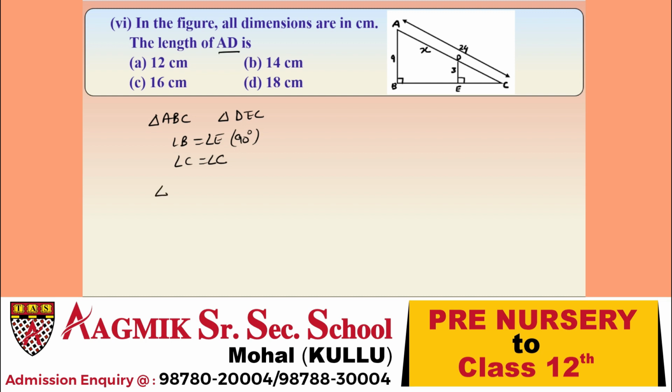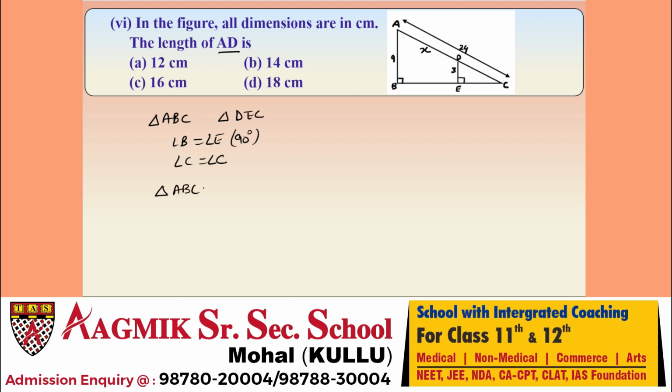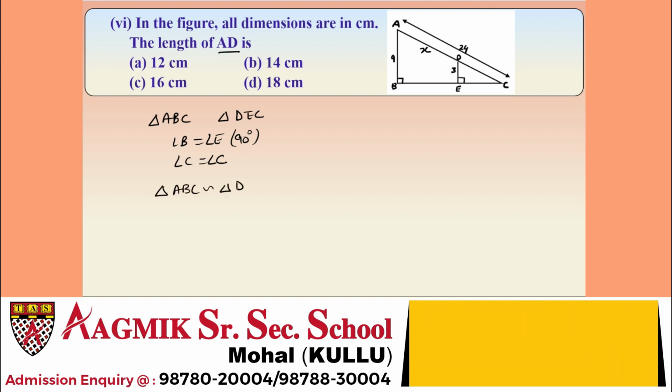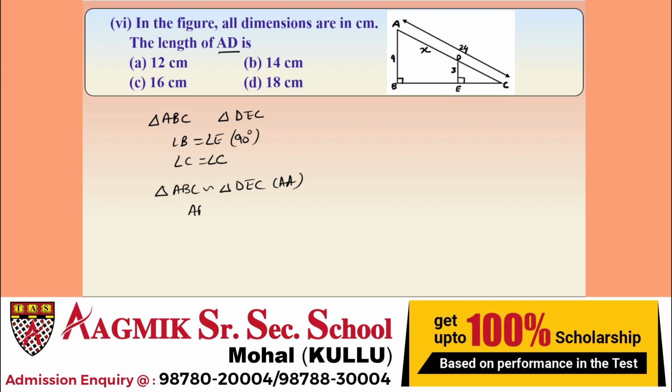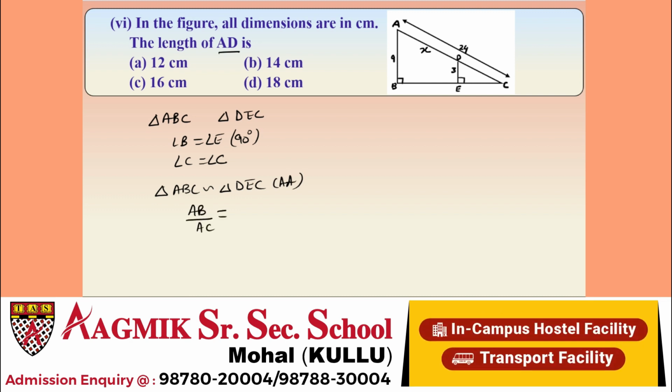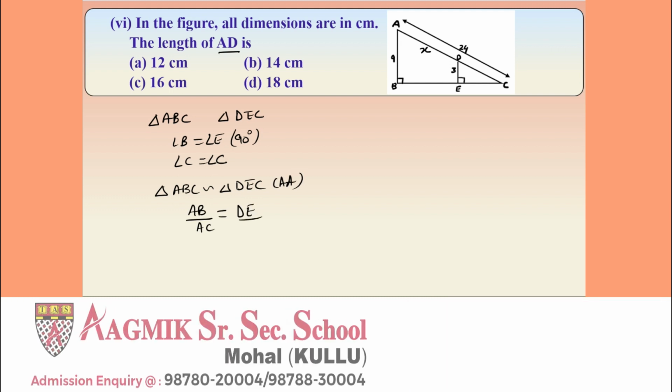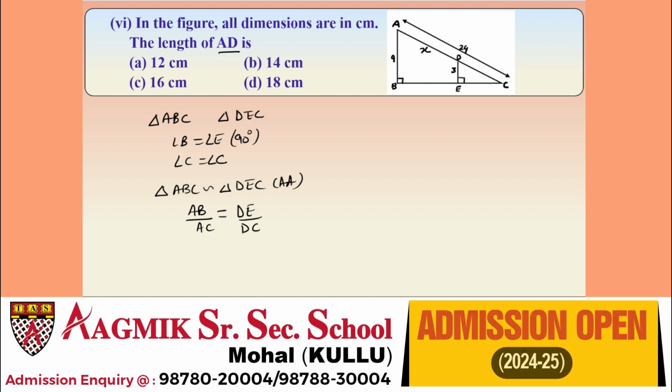So therefore two angles are equal. We can say these two triangles are similar to each other by the rule AA. So now if triangles are similar, sides are proportional. So AB upon AC will be equal to DE divided by DC. Now let us plug in the values.